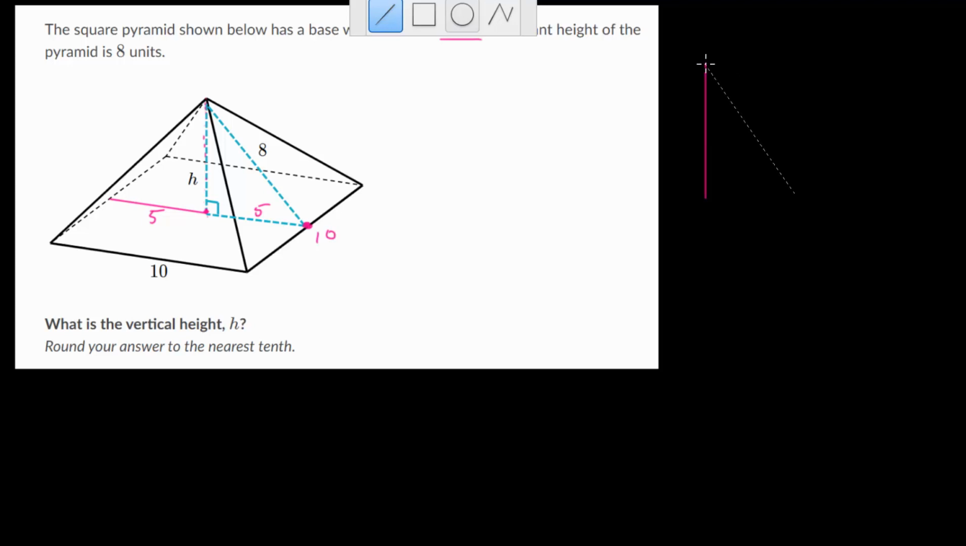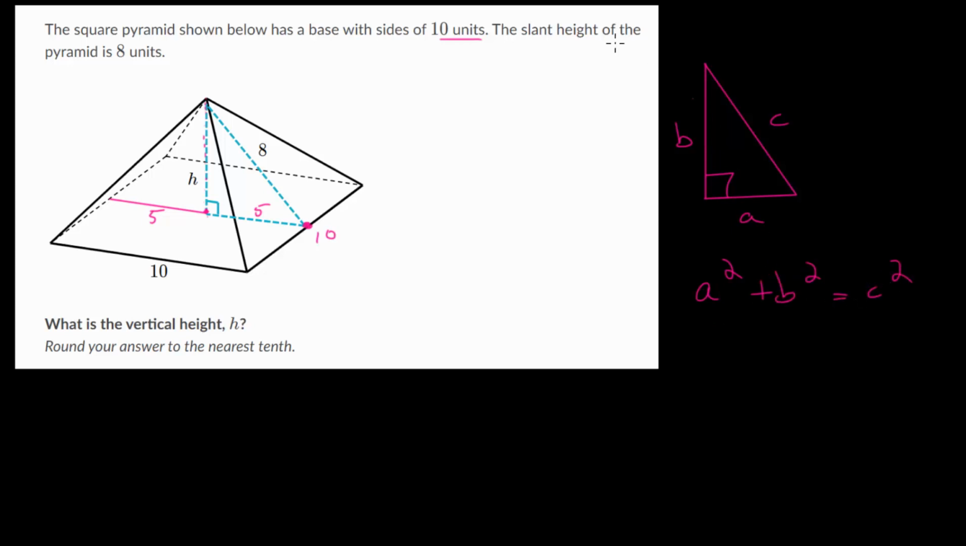Because we have a right triangle, we can use our Pythagorean theorem. Remember, with the Pythagorean theorem, if the side lengths are a, b, and c, and it's a right triangle, then a squared plus b squared is equal to c squared. So let's look at our specific triangle. We have a height, which we're going to call h, and we know its bottom leg. We can call that length 5, since we were able to find that. And its hypotenuse, the long side of the triangle, is 8. And of course, we know this is a right angle.